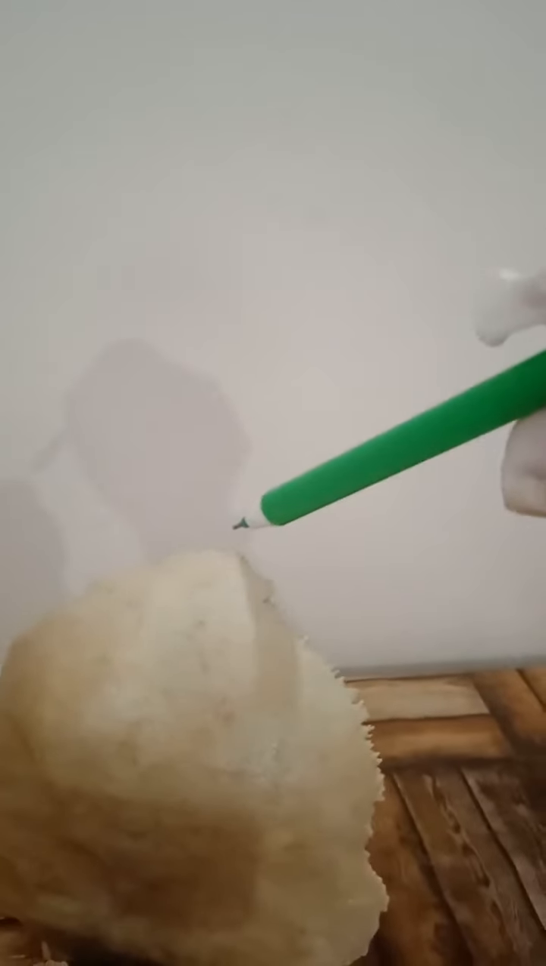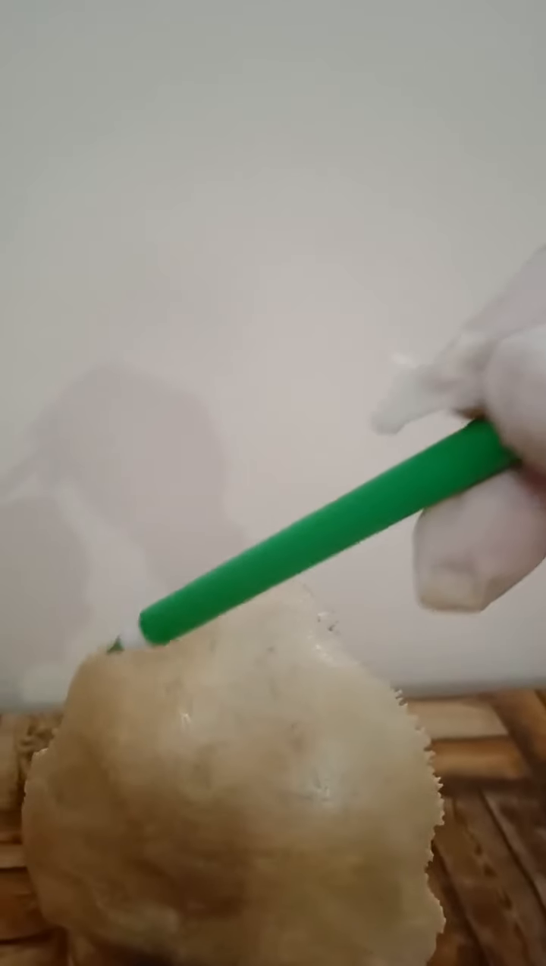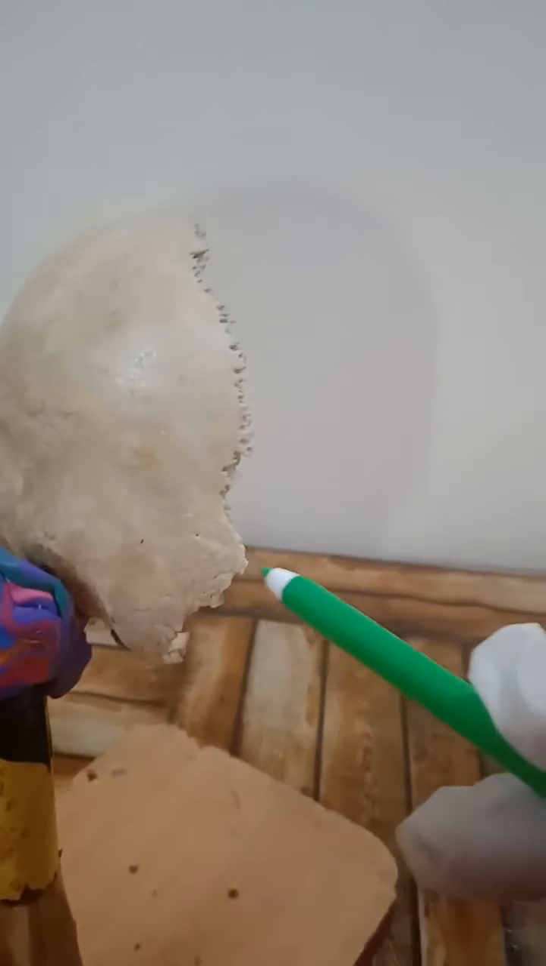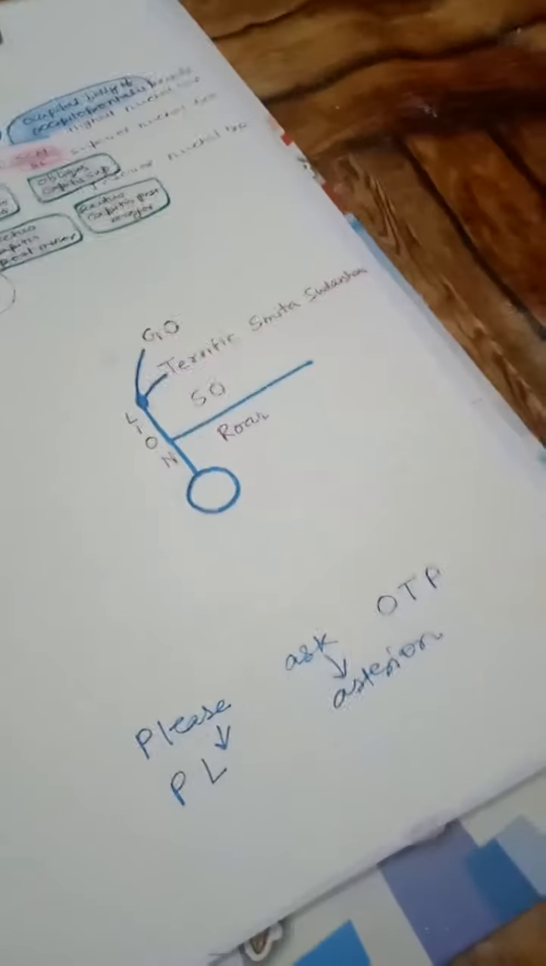And this superior angle forms the lambda. Here the lambda is formed by the union of the sagittal suture and the lambdoid suture, and this is the site of the posterior fontanelle. And this is the inferolateral angle. It forms the site of the asterion.